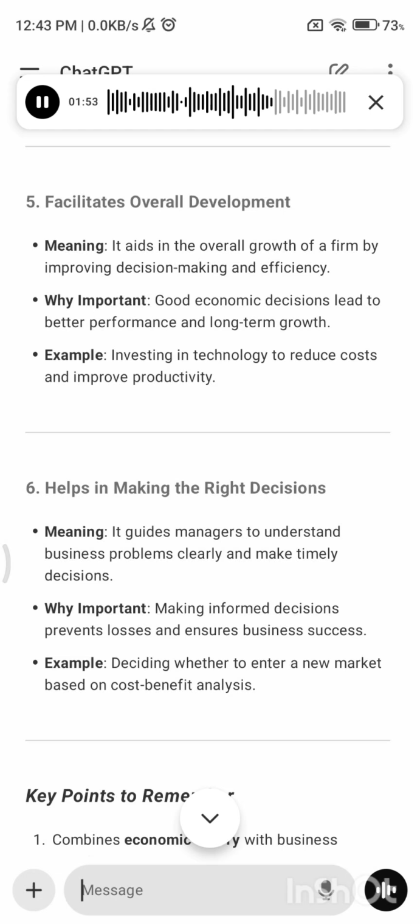6. Helps in making the right decisions, meaning it guides managers to understand business problems clearly and make timely decisions. Why important? Making informed decisions prevents losses and ensures business success. Example: deciding whether to enter a new market based on cost-benefit analysis.